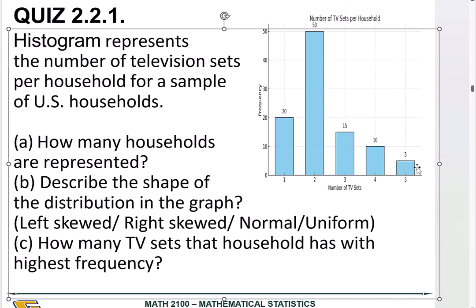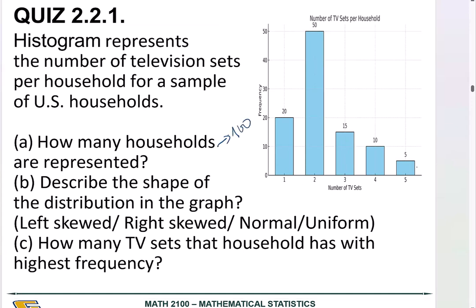So if you do this calculation, 20 plus 50, you have 70. 70 plus 15, you get 85. 85 plus 10, you have 95, right? 95 plus 5, you get 100, right? So we just add up, and you got 100.